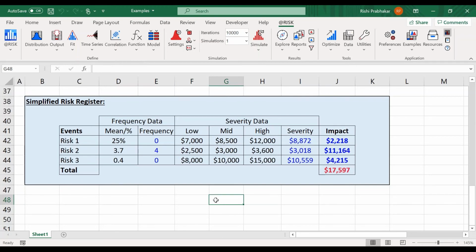All right. After Richard, we got another question. I think I'll try to ask this one. If the frequency is 0, why is there an impact?